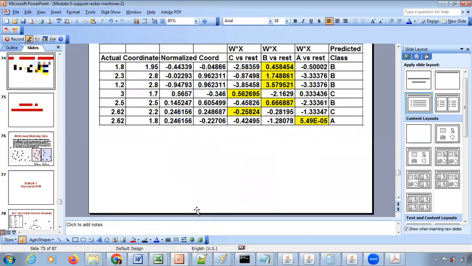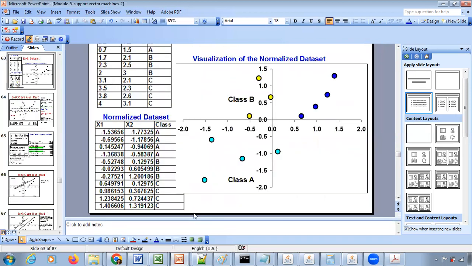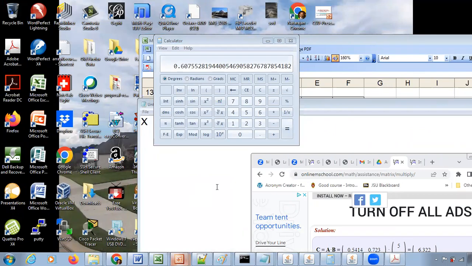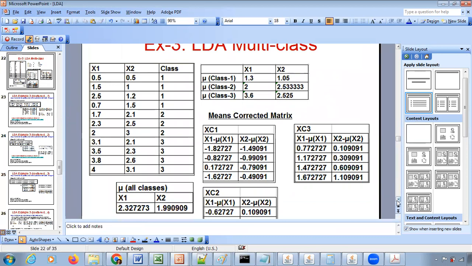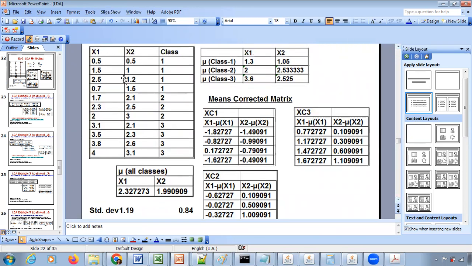4 data points for class A and 3 for class B and 4 for class C. And here I have visualization only for the normalized version, but it's almost the same for the raw data as well. So let us see what LDA does with this data set. And again, remember with LDA, you don't have to do any normalization, just go with the raw data. If you find the standard deviation of X1 across all the classes, and for X2 across all the classes, you get 1.19 and 0.84. So the standard deviation or the variance is kind of comparable. So this is a better data set compared to the CRP temperature data set.